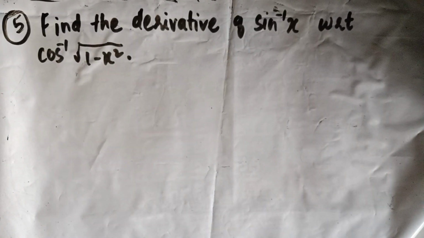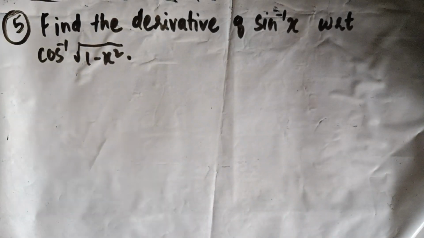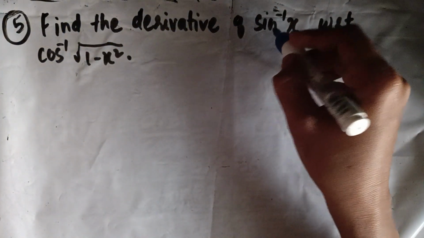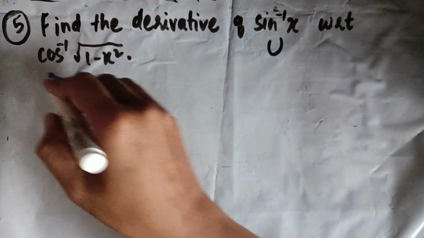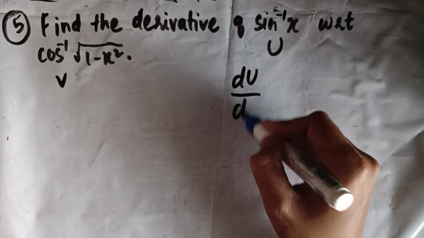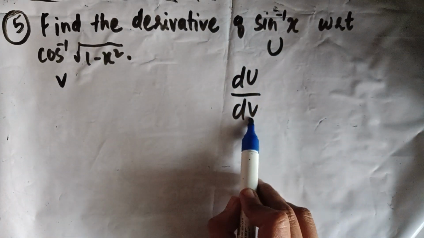Next question, you have to find the derivative of sine inverse of x with respect to cos inverse of root of 1 minus x square. So this means that you have to find the derivative of both with respect to x. Okay. And then you have to take this with this. That is, suppose you take this as u and this as v. Then you have to write du by dv, that is, the derivative of u with respect to v you are doing.